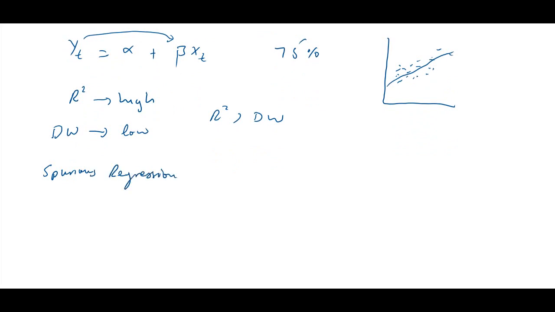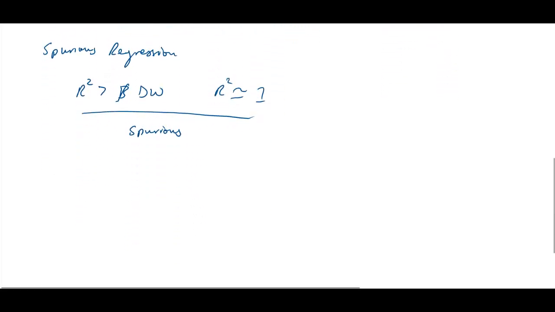The rule of thumb is that if R square is greater than the DW statistic, or R square is statistically equal to 1, very near to 1, in these cases the regression must be spurious. If any of these two cases has been found, we may say that the regression will be spurious.